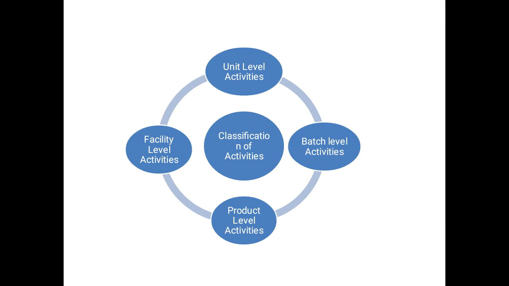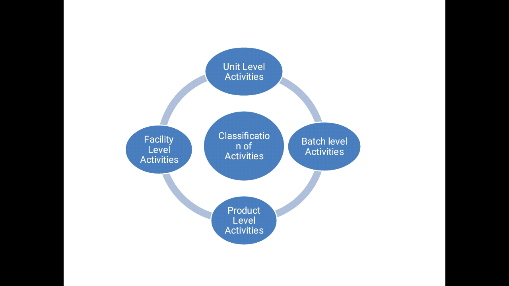Machine setup, inspection, production scheduling and materials handling are some examples of batch level activities, which are related to batches but not to individual products. These are some examples of batch level activities.